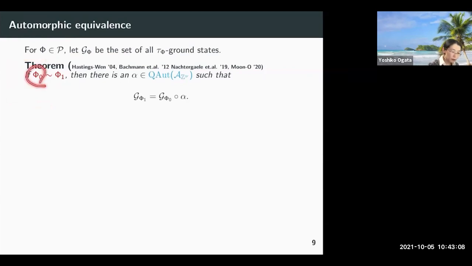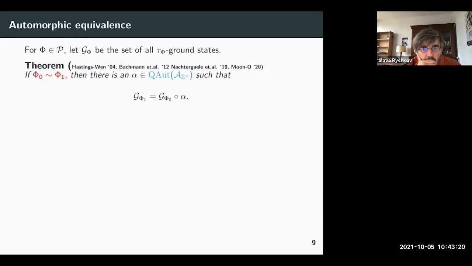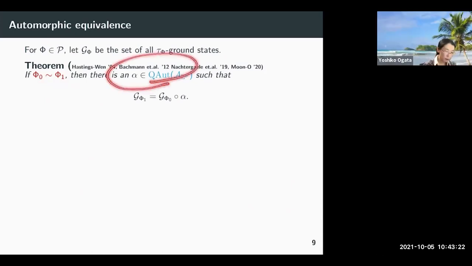Suppose that phi zero and phi one in this set P, which you'd like to classify, gapped A interactions, are equivalent. Then the theorem tells us that there exists an automorphism which interpolates the ground state of the first interaction, G phi zero, and the ground state of the second interaction, phi one.